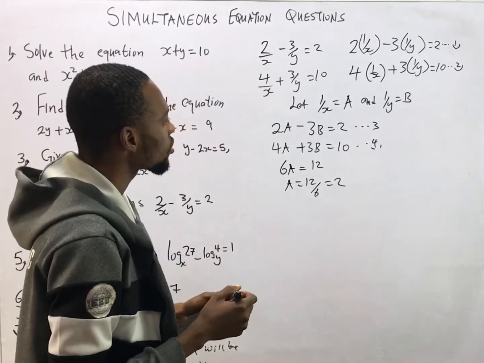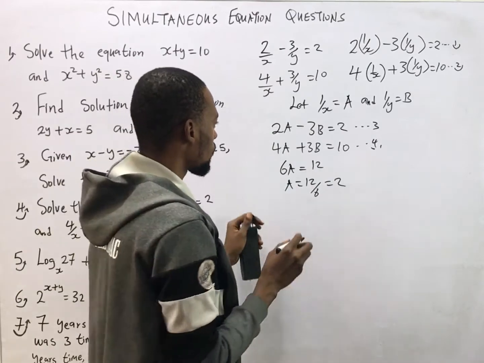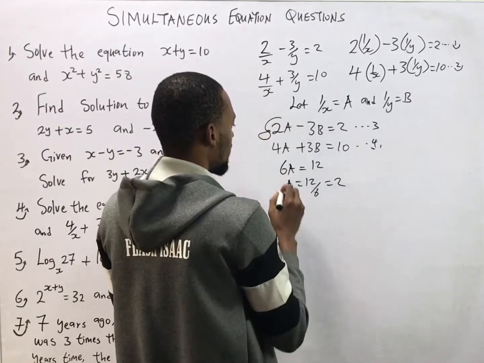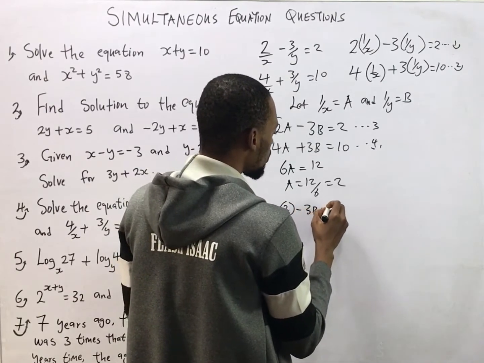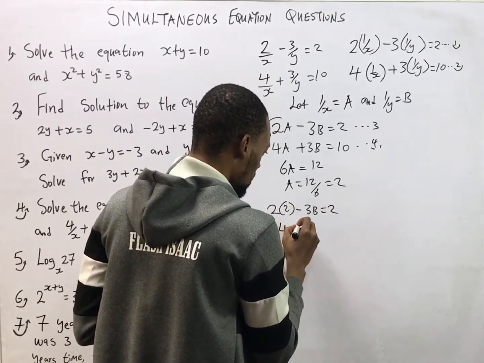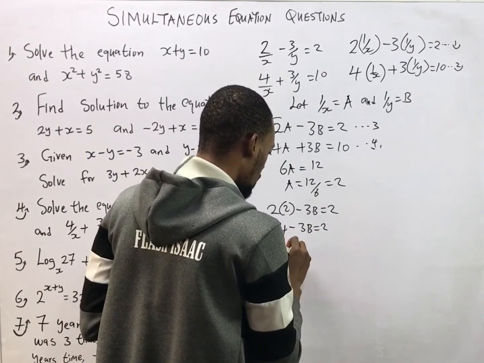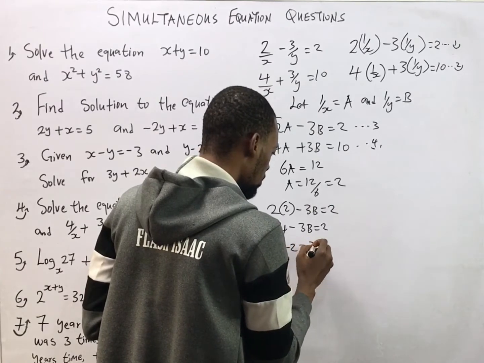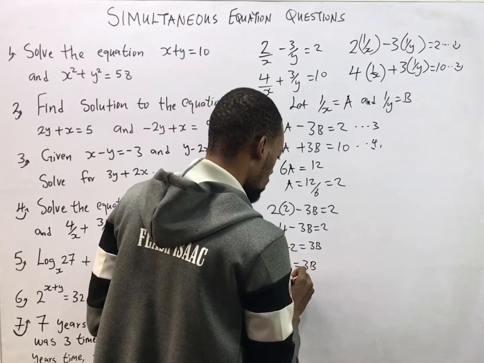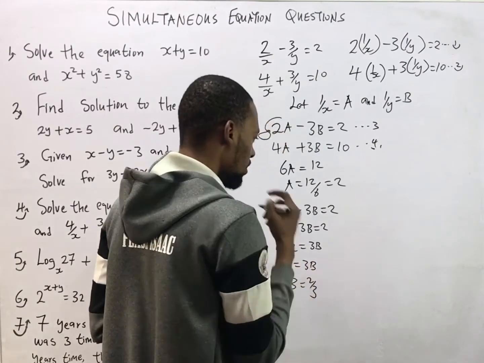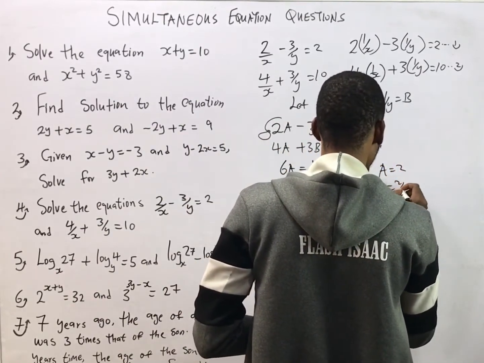a is equal to 2. To look for b, let me substitute the value of a into any of the equations. Substituting it here, I have 2 times 2 minus 3b is equal to 2. 4 minus 3b is equal to 2. 4 minus 2 is equal to 3b. 2 is equal to 3b. b is equal to 2 over 3. So I've gotten a to be 2 and b to be 2 over 3.